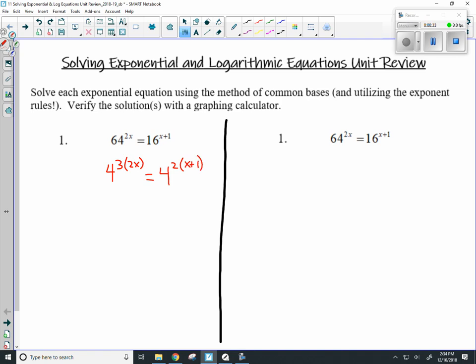All right. Now, if you looked at those and thought, well, I was going to write 16 as 2 to some power and 64 as 2 to some power, that's the second option. I'll show you that here in a second. But essentially what you have is 4 to the 6x is equal to 4 to the 2x plus 2.